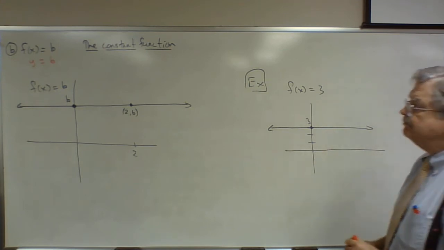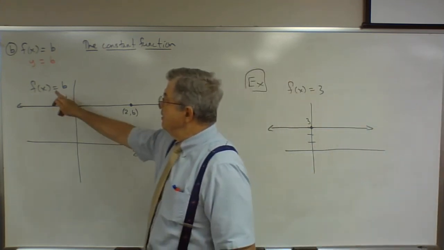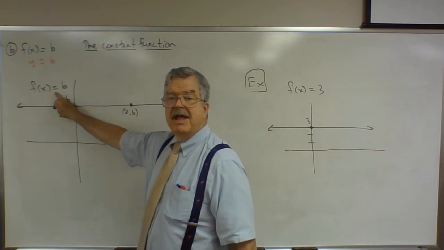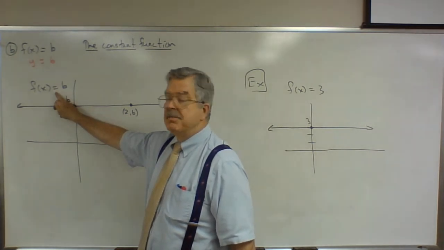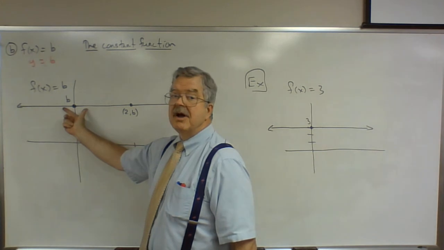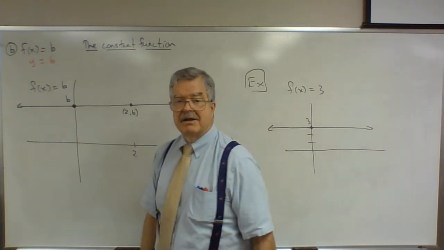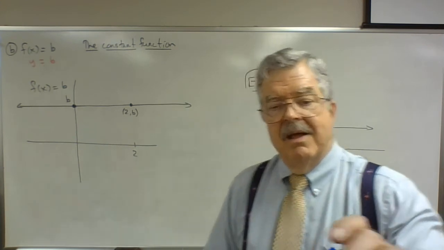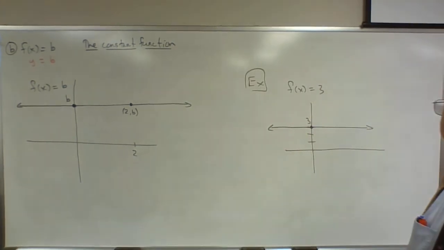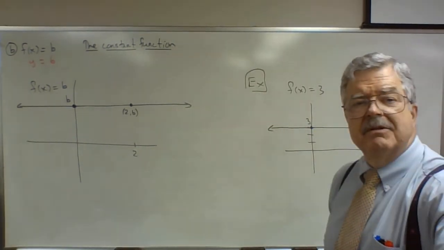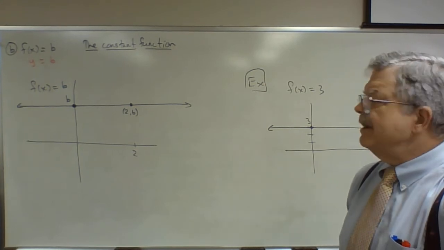In general, know the graph of this function. F of x equals a constant b. It's just a horizontal line going through the point B on the y-axis. What do we have next? Oh, good. Something a little bit more interesting, the square function.